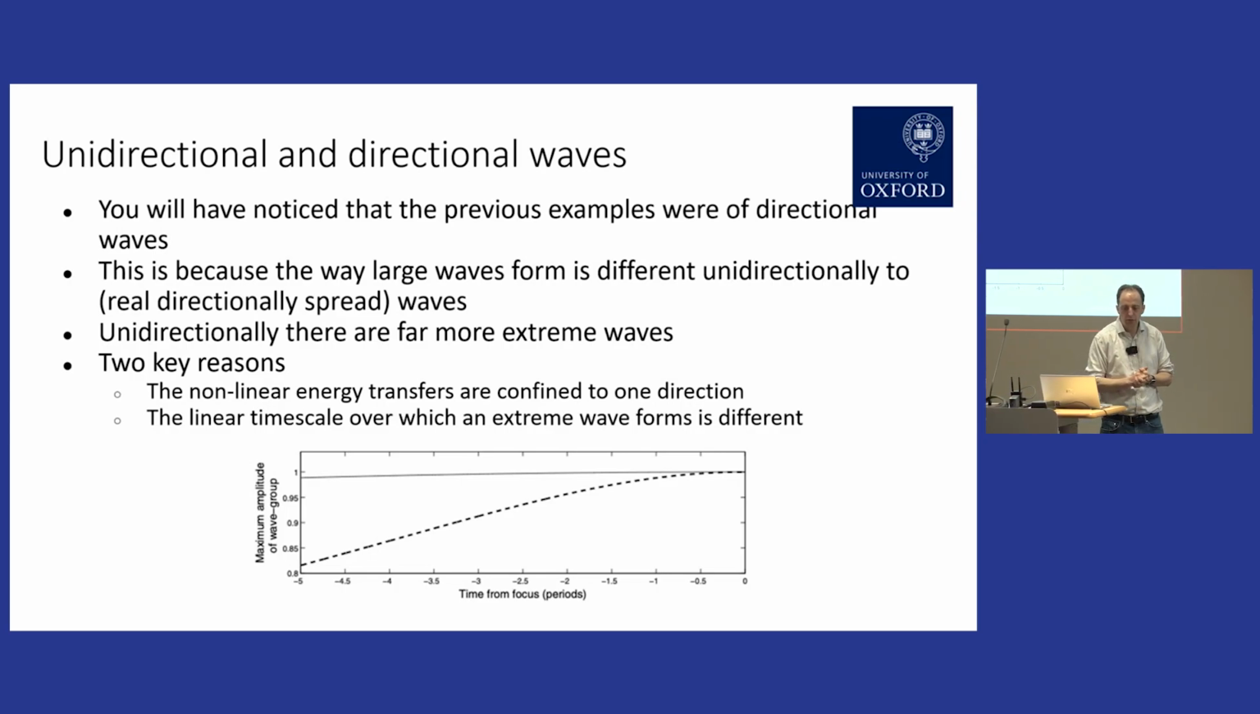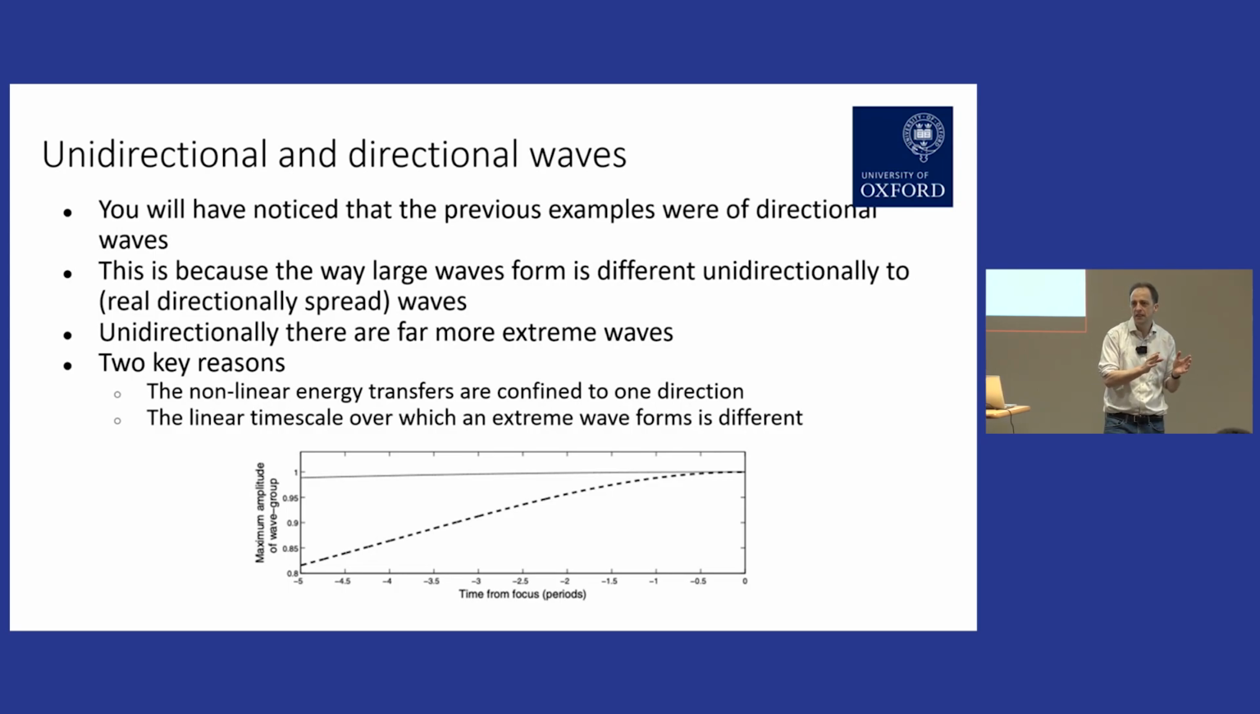Well, let's go to the bottom bullet point. So why does this lead to differences in the extremes you get in unidirectional waves compared to directionally spread ones? I think there are two separate reasons. I've never quite been able to reconcile them into one.